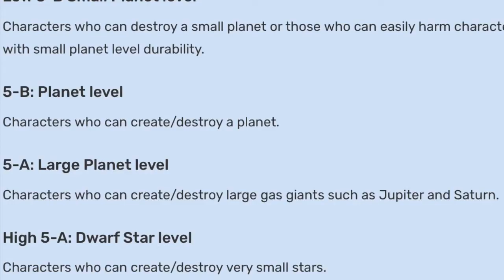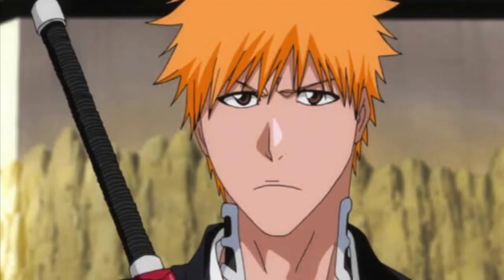Next we have 5A, large planet. You can destroy like Jupiter if you're 5A. And then we have high 5A, dwarf star level. You can create or destroy a dwarf star. Dwarf star, let's say our sun's a dwarf star. Yeah, that's a good example. So you can destroy the sun if you're high 5A. A good example of 5A to high 5A is Ichigo.